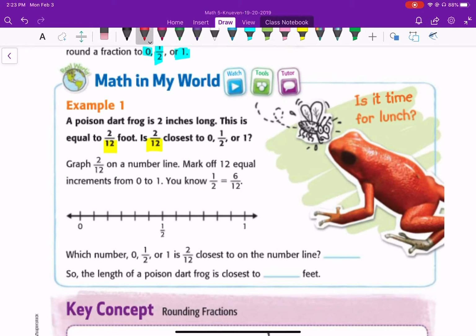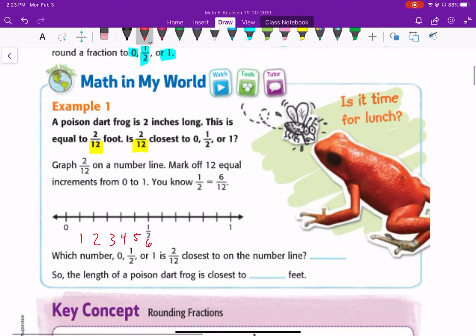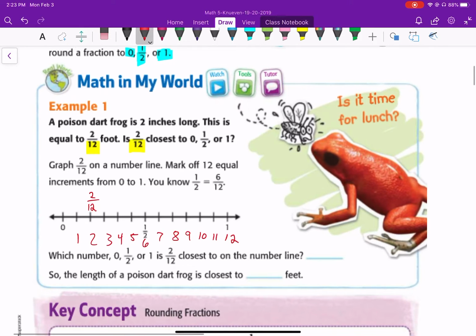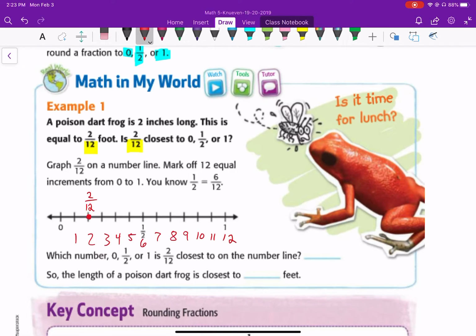So we're going to look at this and say, well, I'm going to graph 2/12 on a number line. Well, if I have 1, 2, 3, 4, 5, 6. Oh goodness, I made a mistake. That's normal. I'm human. 1, 2, 3, 4, 5, 6, 7, 8, 9, 10, 11, and a whole foot would be 12 inches. So if we have 2/12, that would be like saying, well, I've got 2 out of 12. So we would plot a point at 2/12.